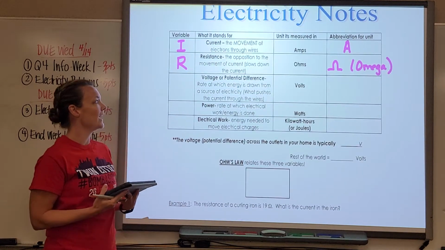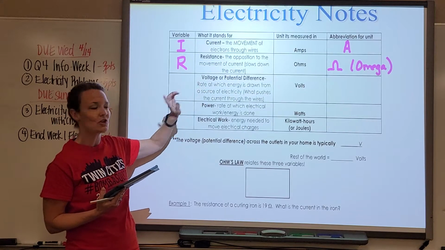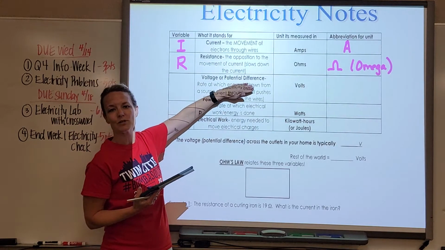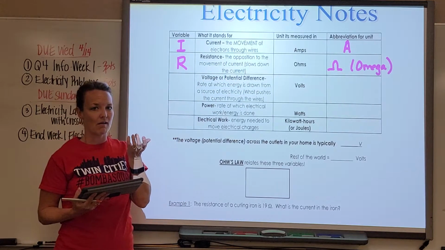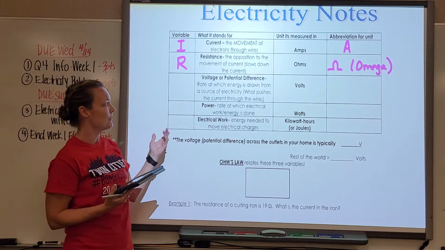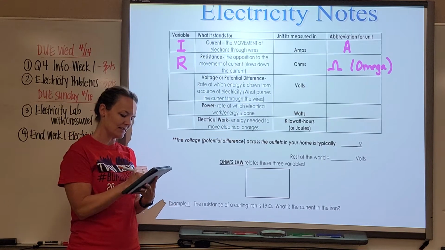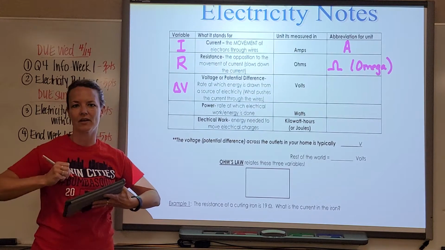From there, we have this little guy here. We call it voltage, but it is also known as potential difference. You'll see different books and different places will call it one or the other, but it means the same thing. This is abbreviated delta V. That is how you'll see it in an equation, triangle V.